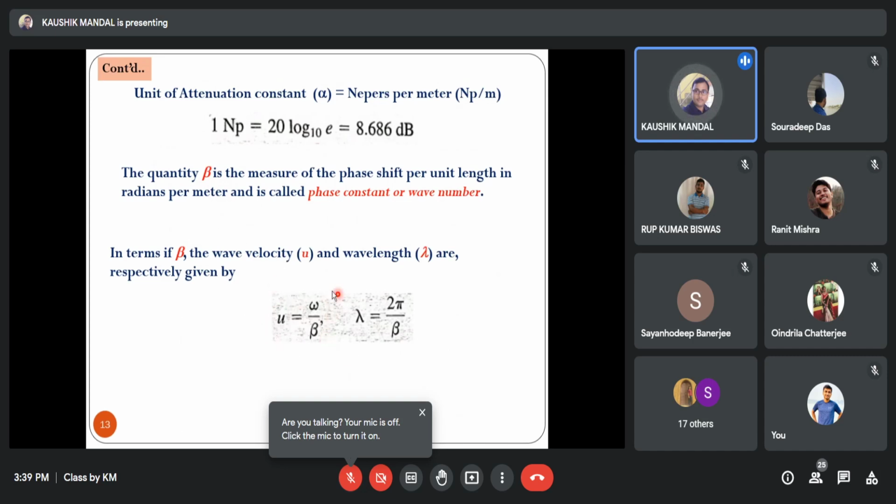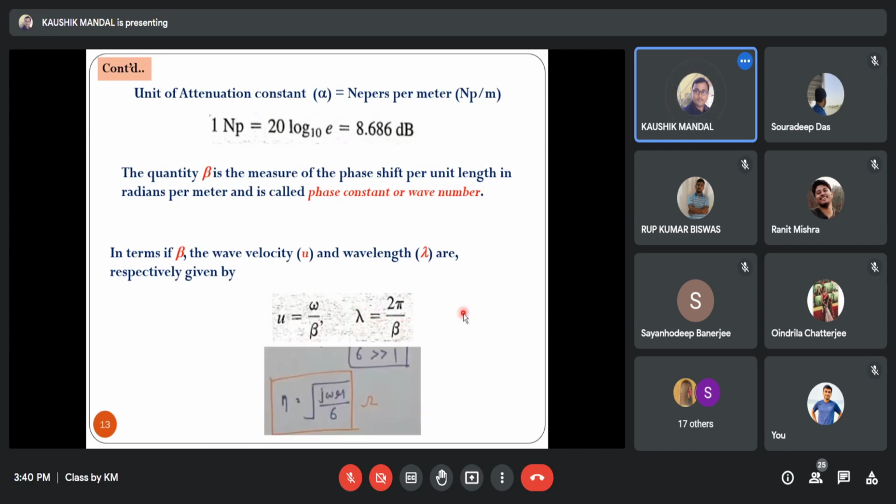If we want to find the velocity of the wave, you can find it by this equation: v equals ω by β, the angular frequency divided by the phase constant. And as known to you, λ equals 2π by β, or simply β equals 2π by λ. And that is the equation of intrinsic impedance in a lossy dielectric.